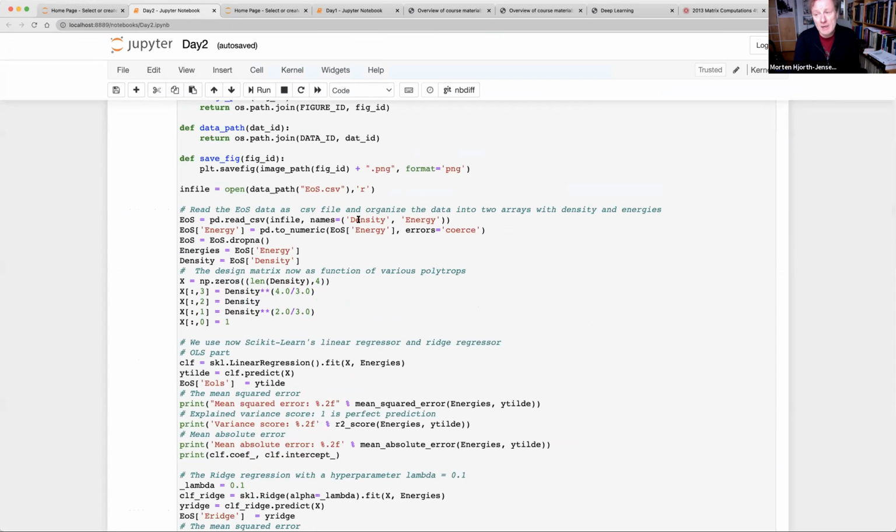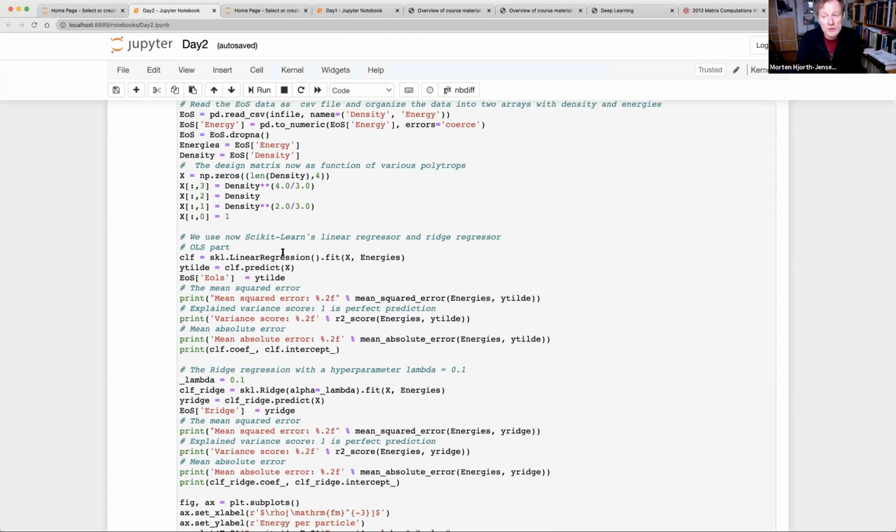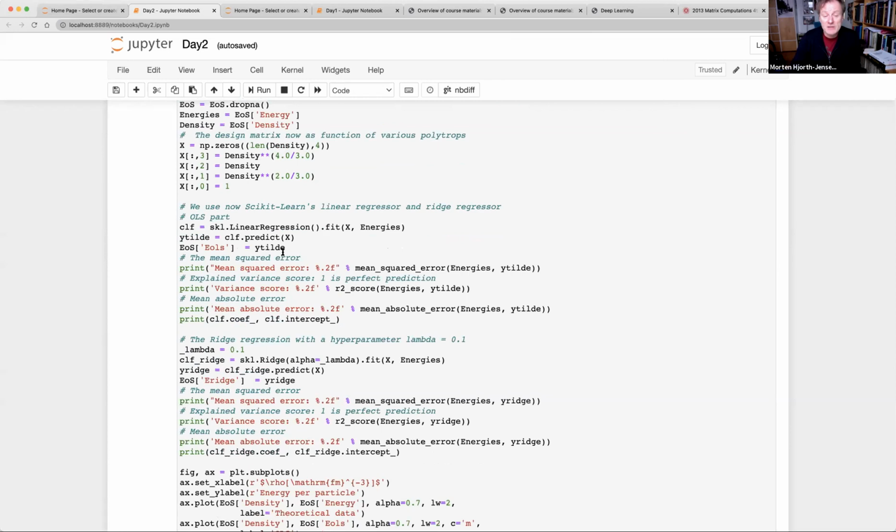And now I'm guiding by my insights again about the pressure and how we could parameterize that one. So I would have the intercept again, then I have the density to the power of 2/3, function of density, 4/3, and I can go to higher densities. Now here, I've also taken the liberty of introducing ridge regression, and I'm going to explain briefly what ridge regression actually stands for.